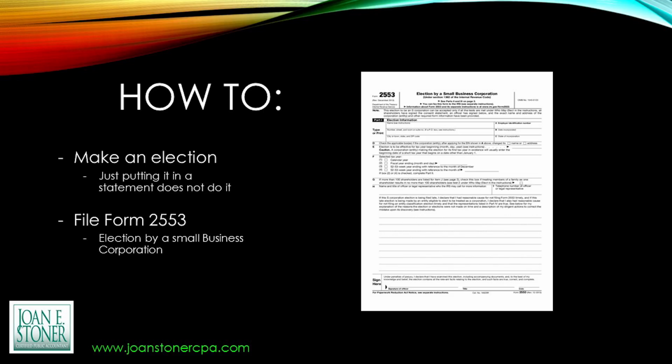How do you become an S-corporation? You make an election, but just putting a statement in the corporate documents does not do it. You need to file a Form 2553 with the IRS. It is due the 15th day of the third month of the tax year. There is a way of making a late election, which I won't go into here. But all shareholders must sign the election, and if married, both husband and wife must sign the election.